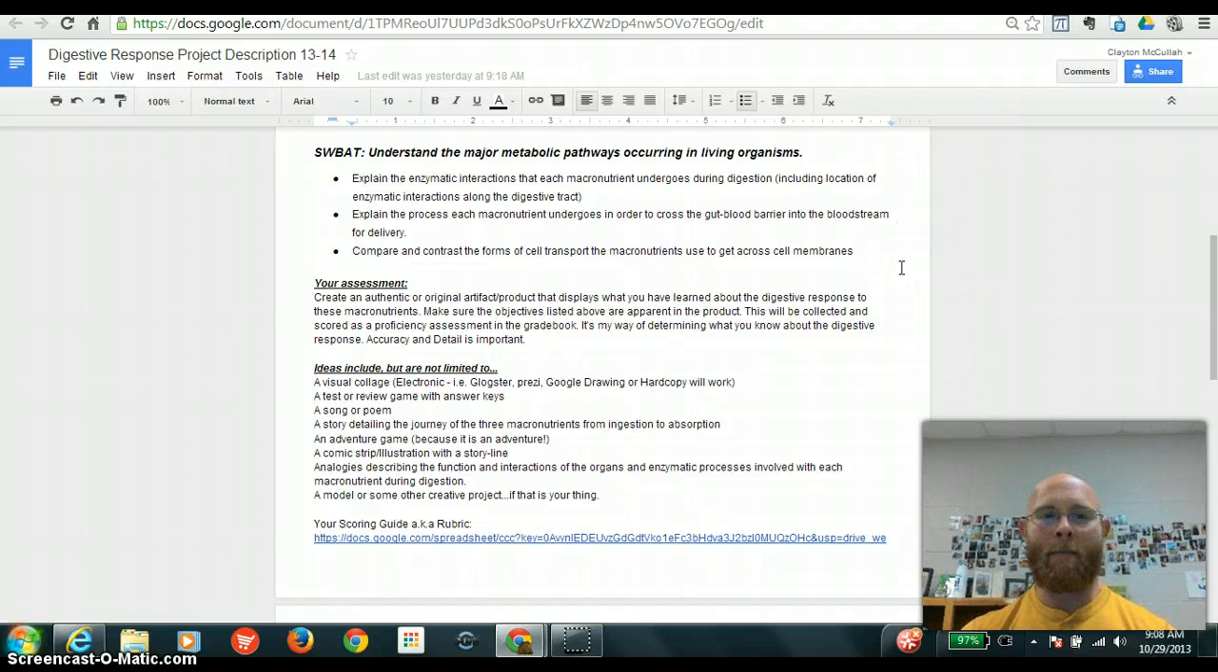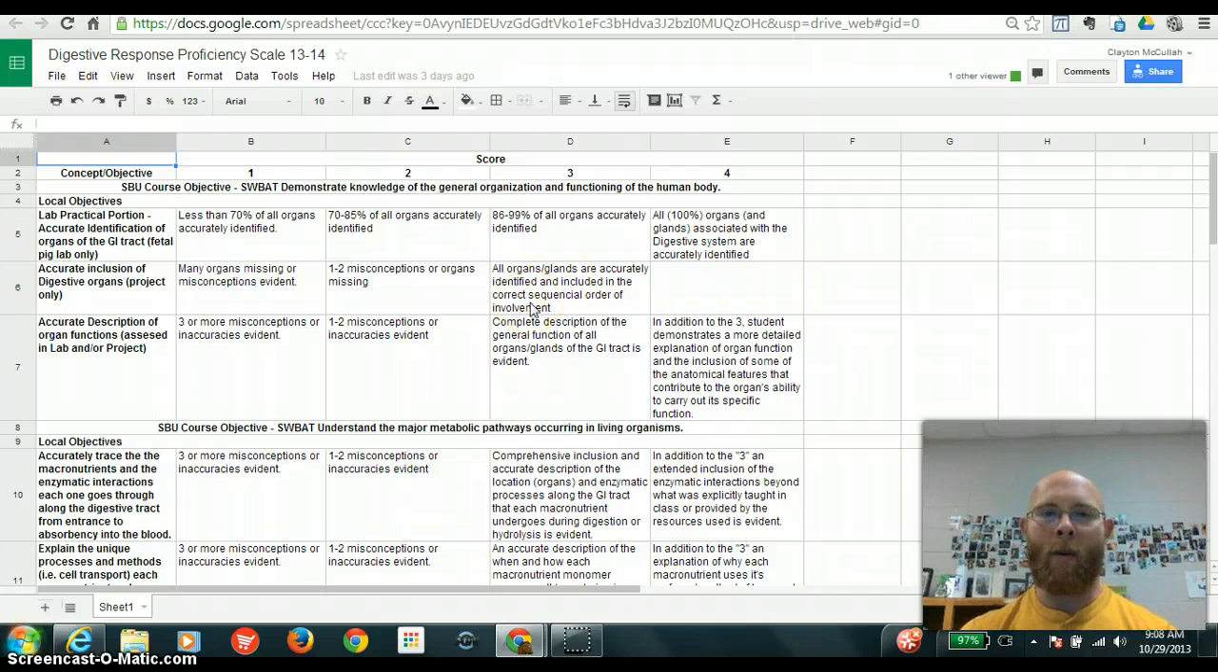Get this thing done. I expect great things, but again, don't make it harder than it needs to be. Pay attention to those objectives. I just want to know, can you identify all the organs? Do you know what they do? Do you know when and where those enzymes come into play and what they do to the macronutrients, and which macronutrients they act upon? That's a pretty good sum up of what I'm looking for.